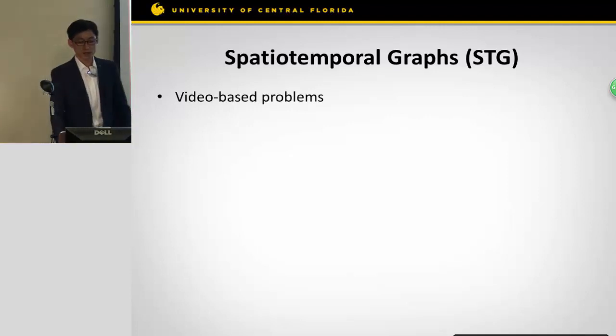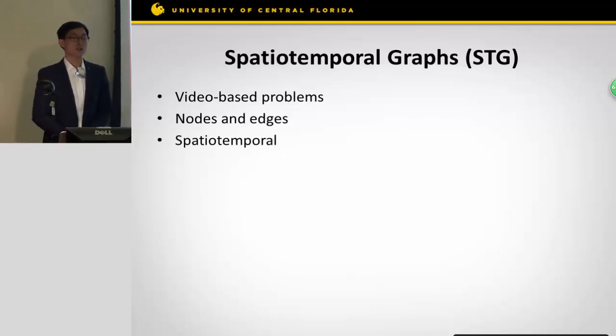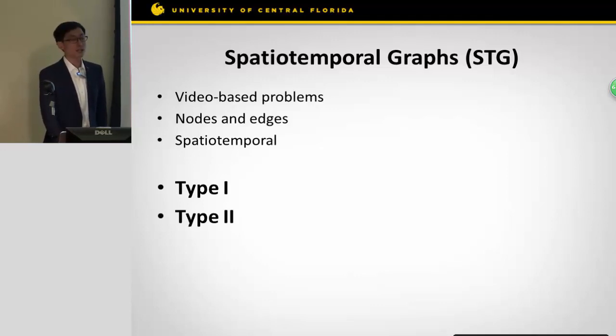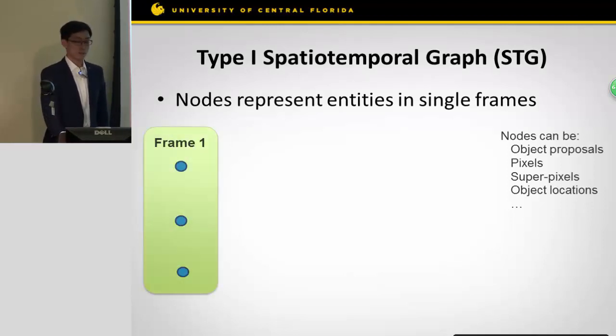Spatiotemporal graphs are designed for video-based problems, and they have nodes and edges which represent the spatial-temporal information in the videos. We have two types of spatial-temporal graph, type 1 and type 2. For type 1, the nodes represent entities in single frames. Let me give you one example.